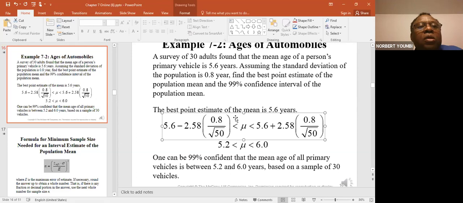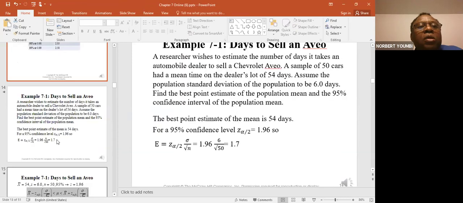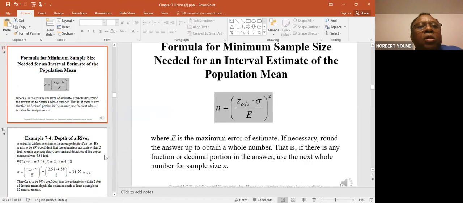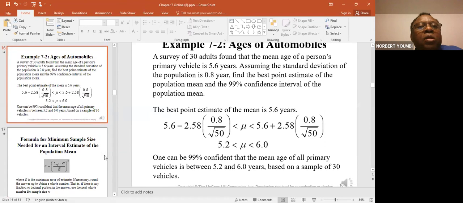Or you use this formula. Make sure that you make the correction here: it is not 50, here it is 30. And you will get 5.6 plus or minus Z alpha over 2, which for 99%, remember, was 2.58. You can always go back to that table here. For 99%, 2.58. This is where you get the Z alpha over 2. So we will find the confidence interval. The confidence interval is 5.2 to 6. It's actually 5.97. We round it up to 6.